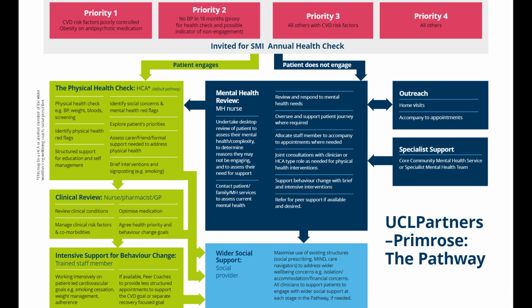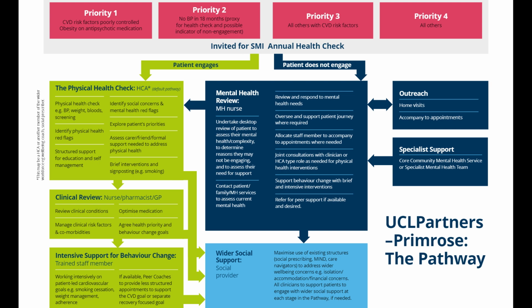So this is the UCLP Primrose model, and I'm going to talk you through it very briefly. On the top, you see 4 priority boxes in dark red. I'm colorblind, so apologies if they don't look dark red, but that's what they look like to me. This is the risk stratification. So you will be able to run a search on your SMI register, so all the patients with an SMI diagnosis within your practice or PCN, and it will put them into 4 priority groups.